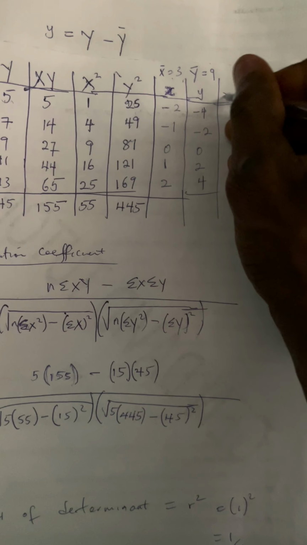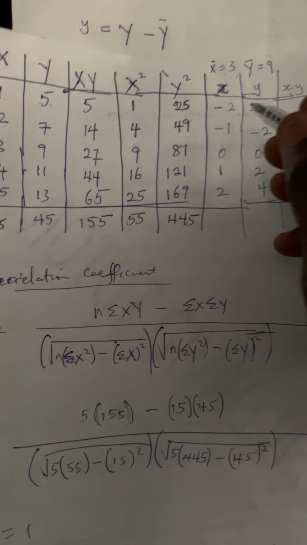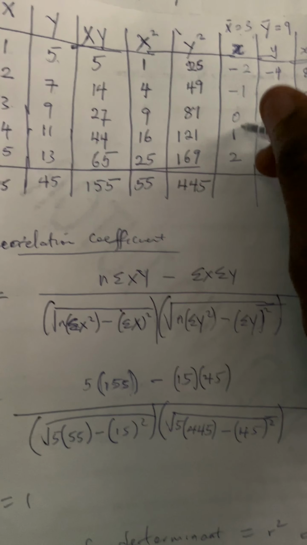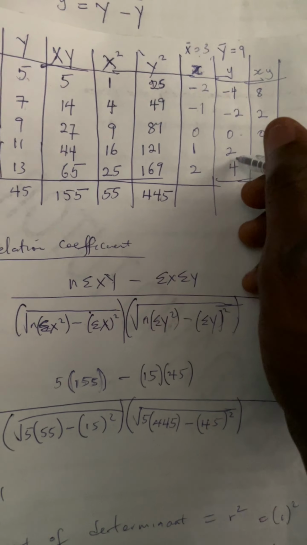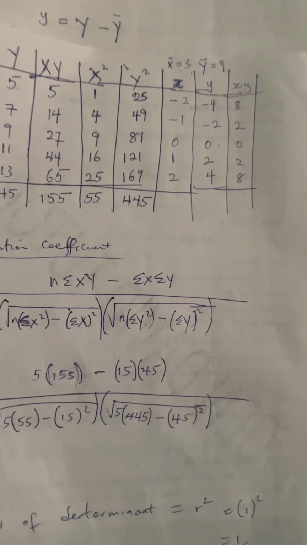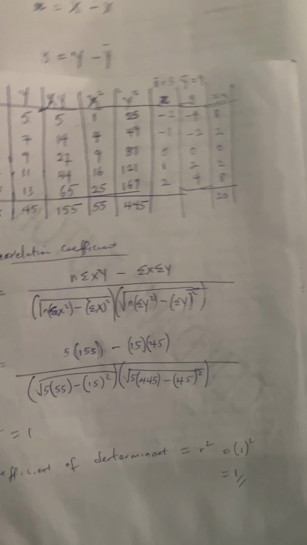Now, what we need next is xy. What is xy from the formula? Now that's minus 2 times minus 4, that's 8. Plus 1 times minus 2, that's 2. 0 times 0, that's 0. 1 times 2, that's 2. 2 times 4, that's 8. Now summation of xy will now be 20.